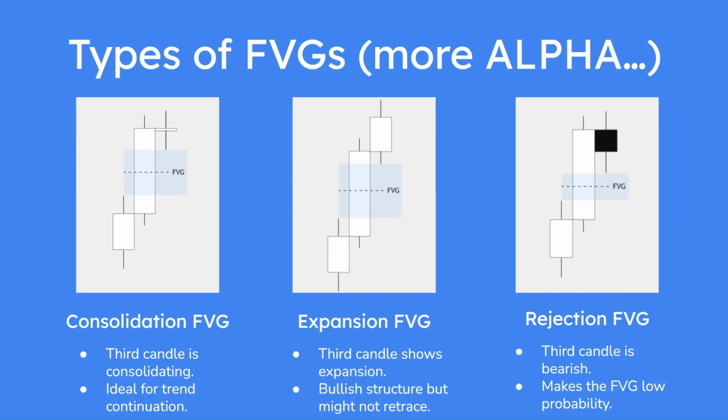Some more alpha on the types of fair value gaps that we see or use. Keep in mind we're only talking about bullish fair value gaps here, and similar but vice versa goes for bearish fair value gaps. Starting off with the consolidation fair value gap. So we can see one, two, and three candles here. The difference between all these fair value gaps is basically the third candle.